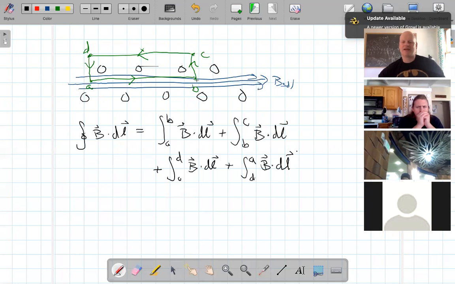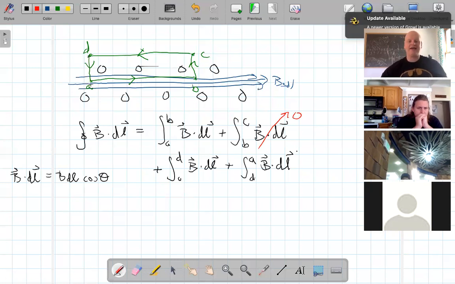If these two are 90 degrees from each other, remember B dot dL is the same thing as B times dL times cosine of the angle between the two. But if the angle is 90 degrees, what's cosine of 90 degrees? 0. Good. So this one is automatically 0, right? Because here dL is perpendicular to the magnetic field, so this has to be 0.